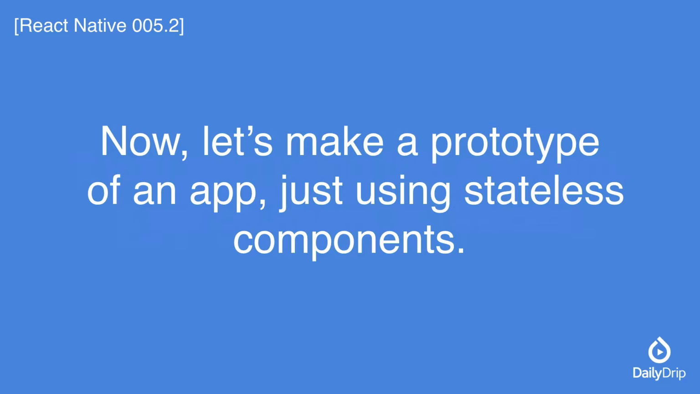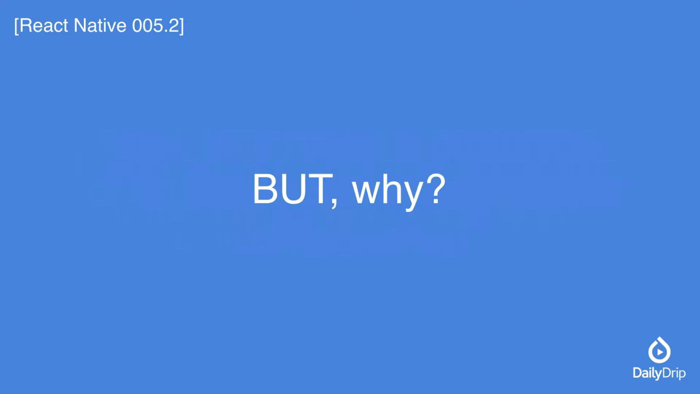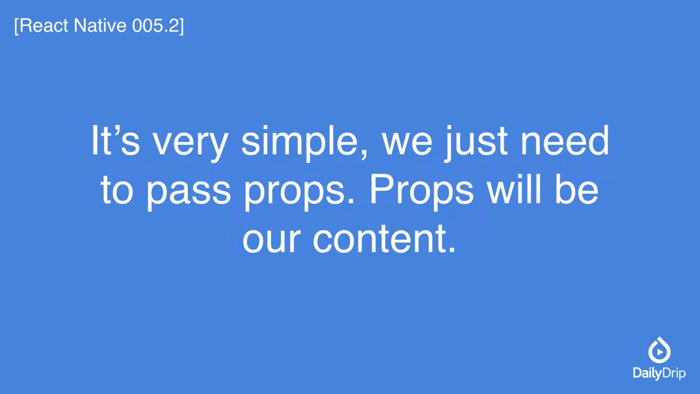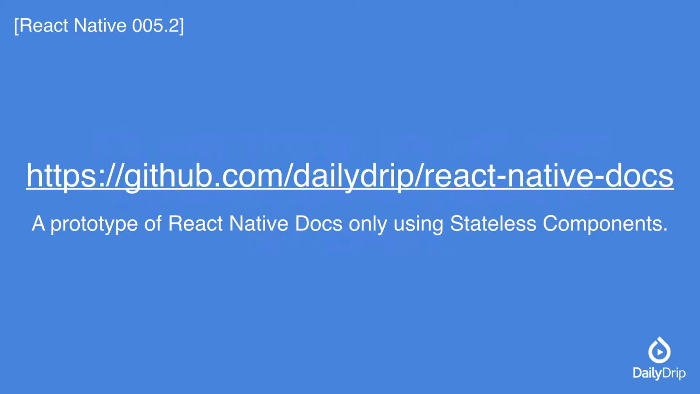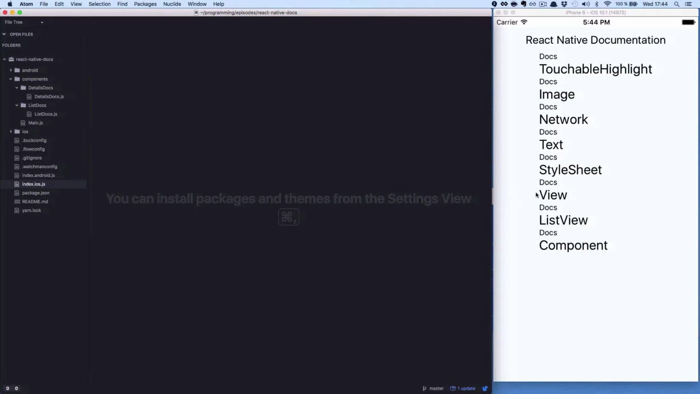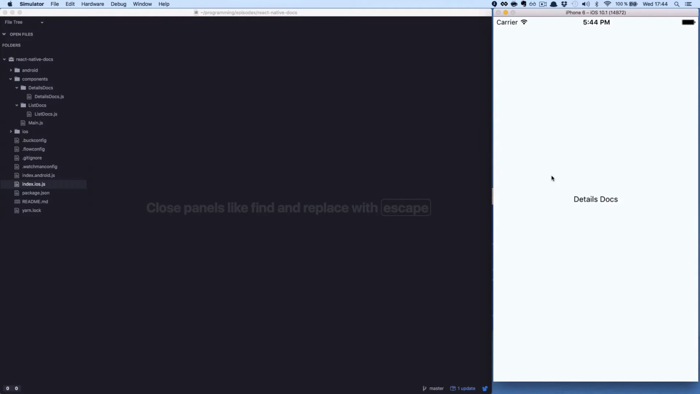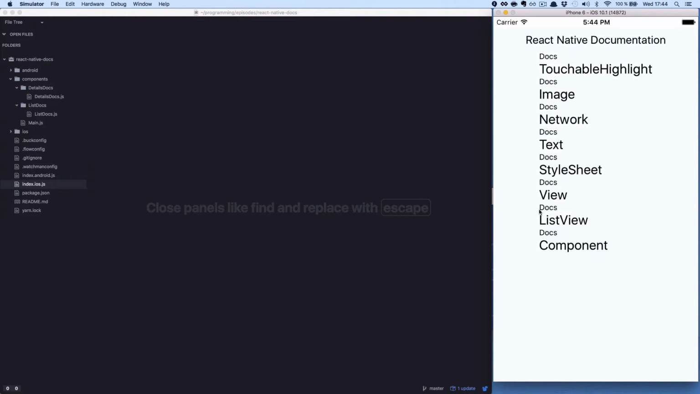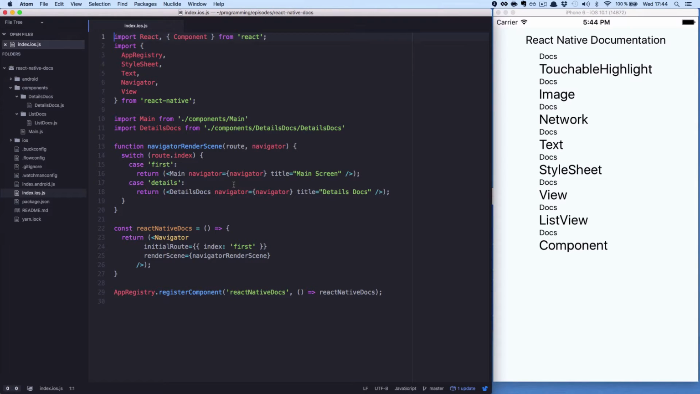Now let's make a prototype of an app just using stateless components. But why? Because it's very simple and we just need to pass props. Props will be our content. You can find the entire code on our GitHub at the following link. Our application has two screens. The first screen will be a list of all the React Native documentation, and the second screen will be the content. In index.ios.js, we have a navigator with our two routes.